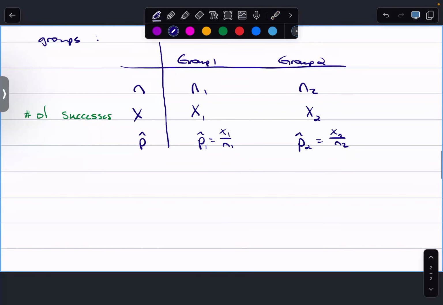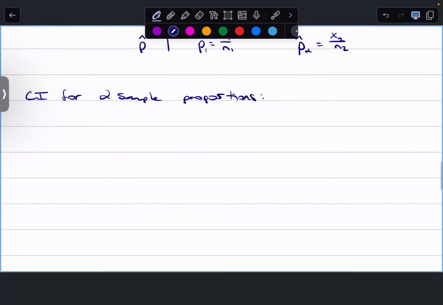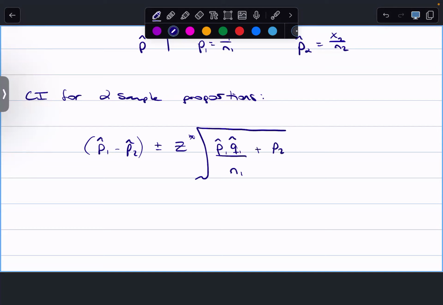So a confidence interval for two sample proportions is going to look like this: P1 hat minus P2 hat, plus or minus, and that's all one value, plus or minus Z star, which is the same as before, times the square root of P1 hat Q1 hat over N1 plus P2 hat Q2 hat over N2.